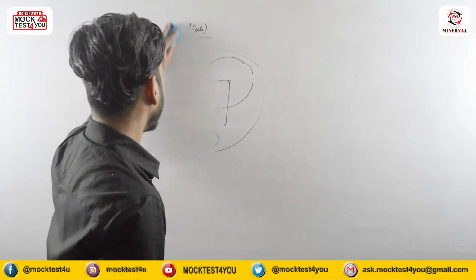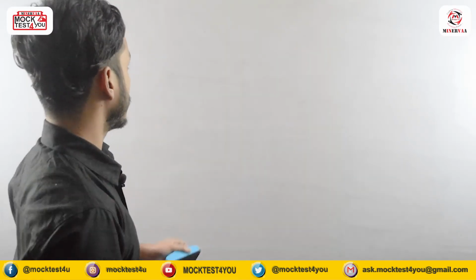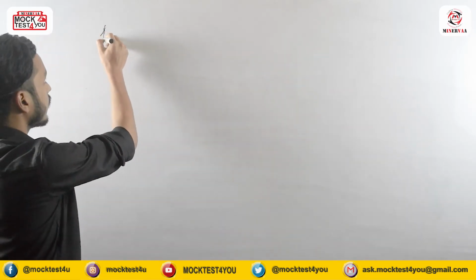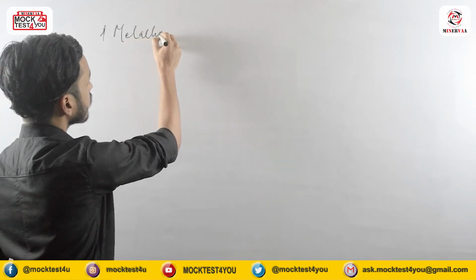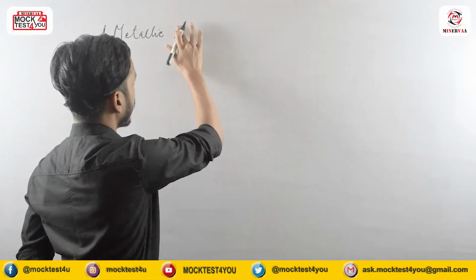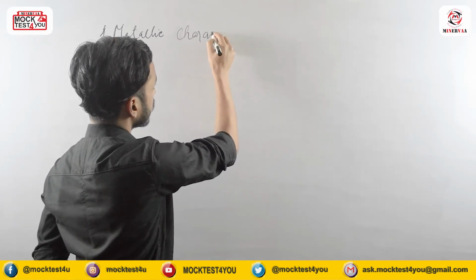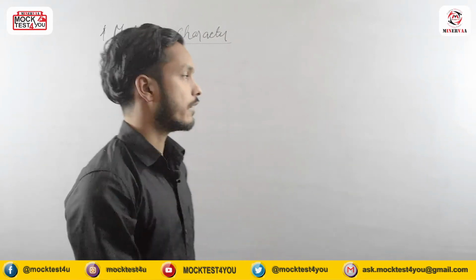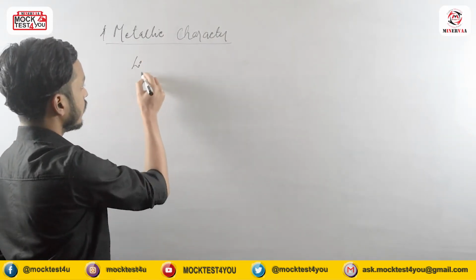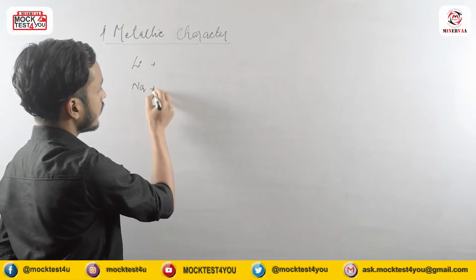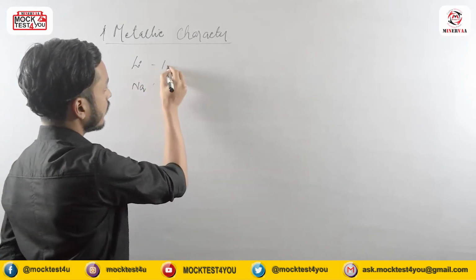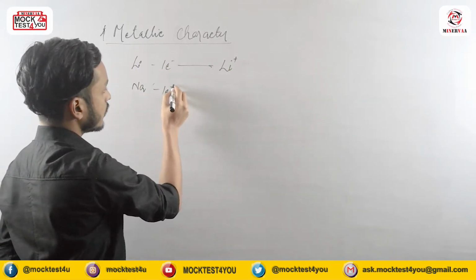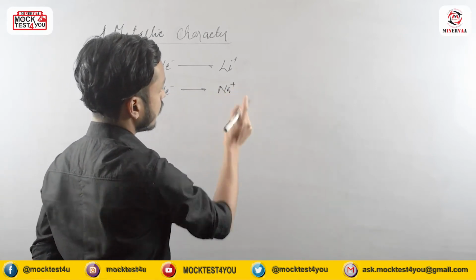So when we talk about metallic and non-metallic character, let me write here, metallic and non-metallic character. In metallic character, we know that a metal has a tendency to donate electrons, right? If you take the example of lithium or sodium, they have a tendency to donate an electron. Lithium will convert into Li plus, and sodium will donate an electron and convert into Na plus, right?